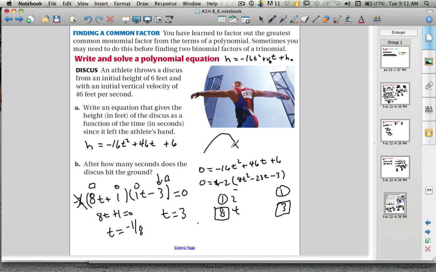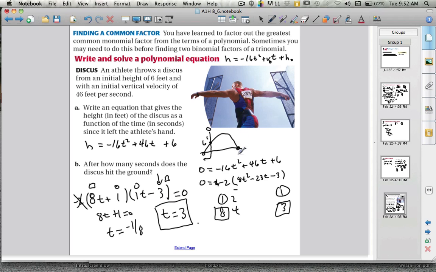But remember, at time 0, we started at 6 feet. Right here are 2 zeros. At time 0, we were right here at 6 feet. So the -1/8 is how far back in the past I would have had to go to fling the discus from the ground. I flung it from the height of the person, so it's 6 feet. So the positive number is going to be our solution.